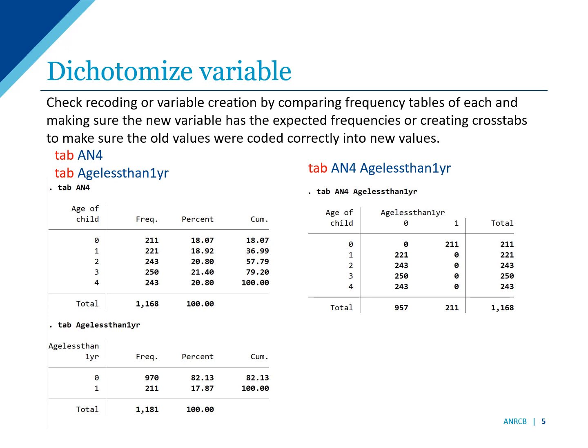I always recommend checking any variable recoding or new variable creation by comparing frequency tables of the old and new variables, or by running a cross-tabulation of the two variables. This helps us see if the old values were correctly coded into the new values. We have frequency tables for AN4 and our new age less than 1 year variable on the left, and a crosstabs on the right, and we can see that the values seem to be recoded properly.